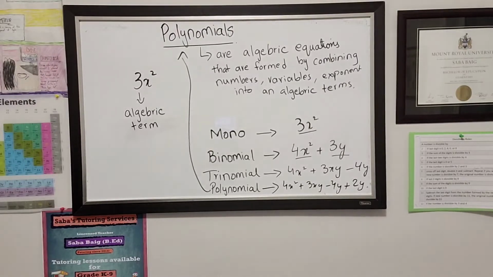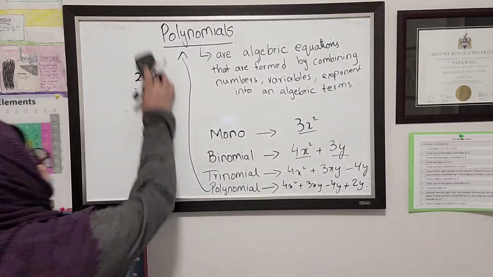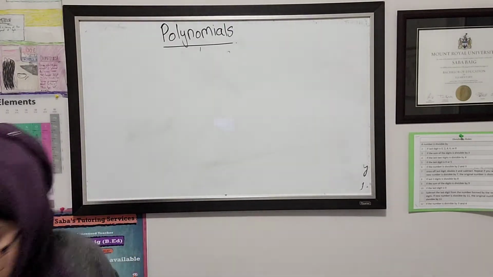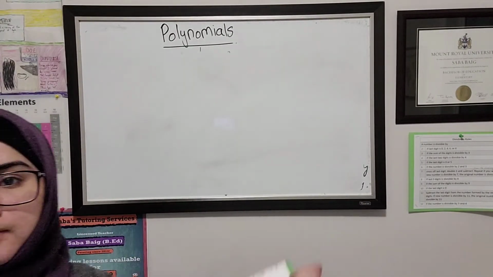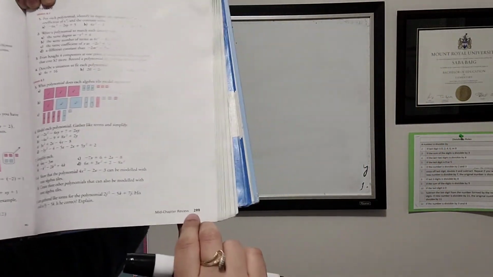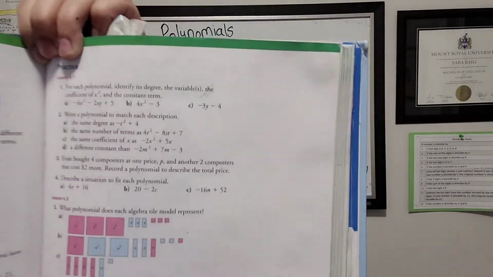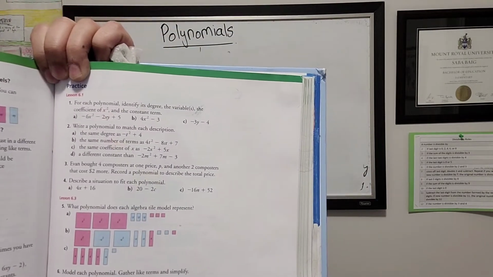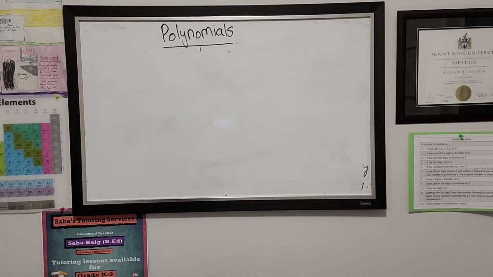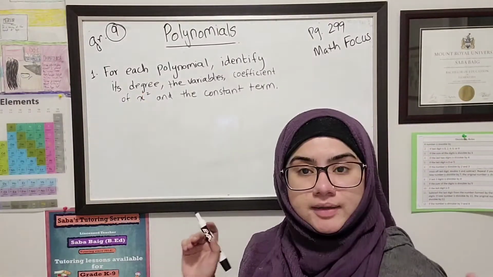I'm going to be taking a question from our grade 9 math textbook. So let me quickly erase this. Here is the question, I'm going to show it to you. I'm solving on page 299, question 1: for each polynomial, identify its degree, the variable, the coefficient of x squared, and the constant term. Today we will be learning how to find the degrees of the term.